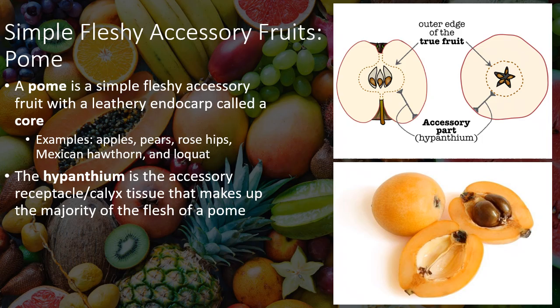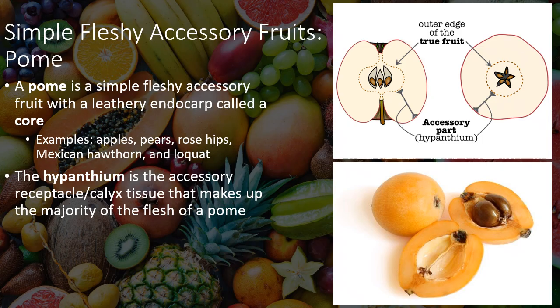Some common examples of pomes would be apples, pears. If you've ever had really old-fashioned roses growing in your garden, roses will produce a fruit that's called a rose hip, and they actually make a really good tea, which is high in vitamin C. A rose hip is another example of a pome. Mexican hawthorn is a really kind of interesting pome that's used to make a delicious holiday beverage in Mexico that's called ponche. And then in this bottom picture, we've got a loquat, and we can see that that loquat, just like an apple, has that leathery core surrounding these seeds.